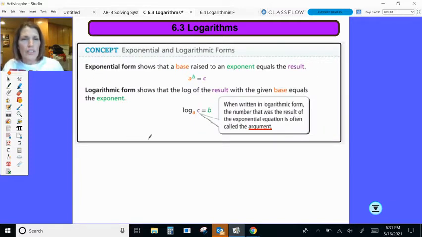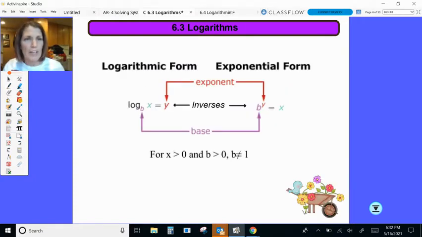So here's the general concept. The exponential form shows a base a raised to an exponent that equals my result, c. In logarithm form, it shows the log of the result, so c here, with a given base, the same base a right here, equals my exponent. So my logarithm is always equal to my exponent. I always like to remember that. They always have the same bases. And then this right here, they often refer to as the argument or the result, c.